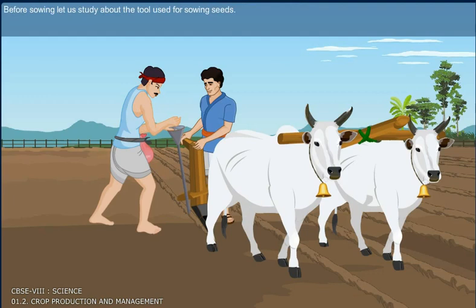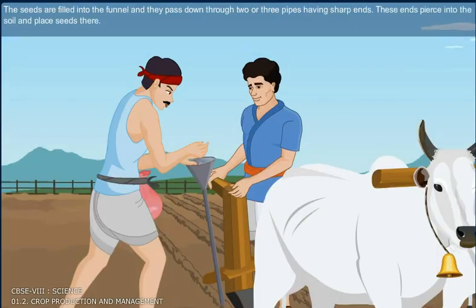Before sowing, let us study the tool used for sowing seeds. Traditional tool. The tool used traditionally for sowing seed is shaped like a funnel. The seeds are filled into the funnel and they are passed down through 2 or 3 pipes having sharp ends. These ends pierce into the soil and place seeds there.